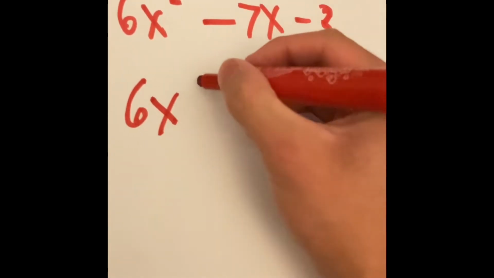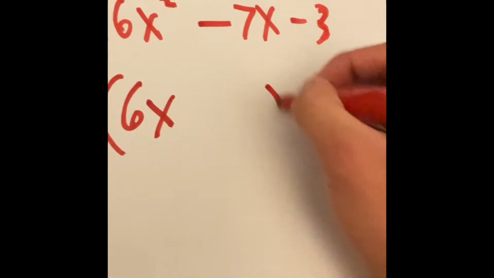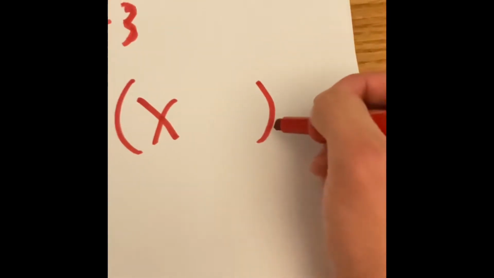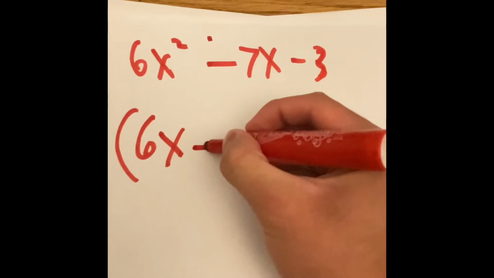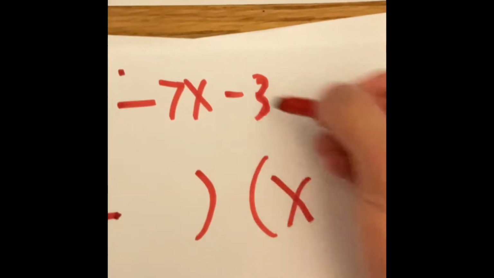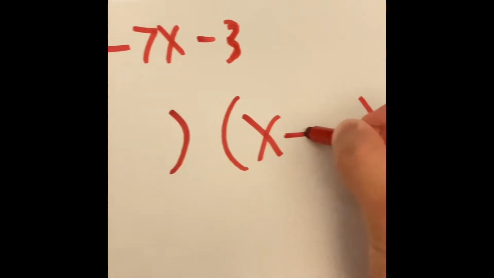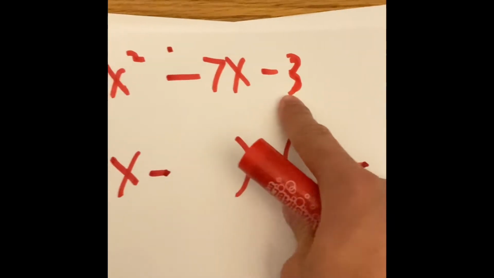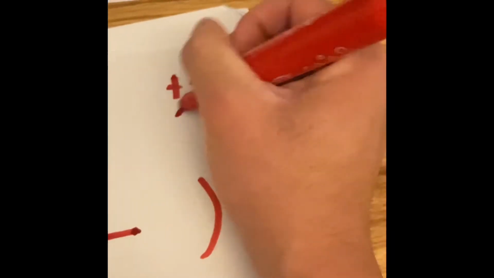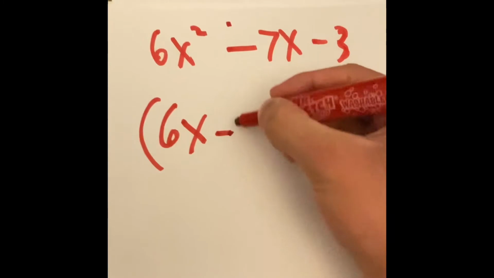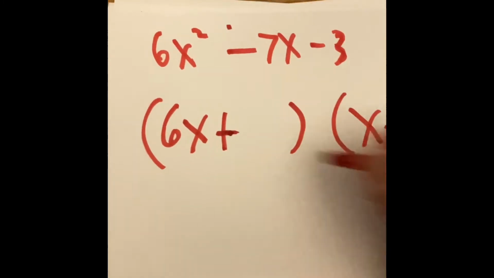6x in parentheses, x as another parentheses, and we have subtract that, and we also have subtract that. But wait, one of them, to get -3, has to be a positive, because a positive and a negative is a negative. So we're going to use trial and error, and we're going to turn this into a positive sign.